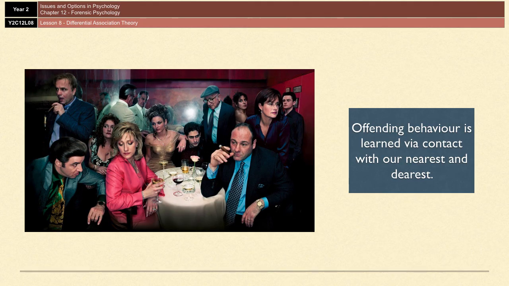So, as with social learning theory, like I said earlier, offending can be learned just like any other behaviour, through interactions with those people who are closest to you. And learning crime comes in two different factors. You've got learning attitudes towards crime, which comes from your nearest and dearest, and also learning specific criminal acts as well, which is also most likely to come from your nearest and dearest.